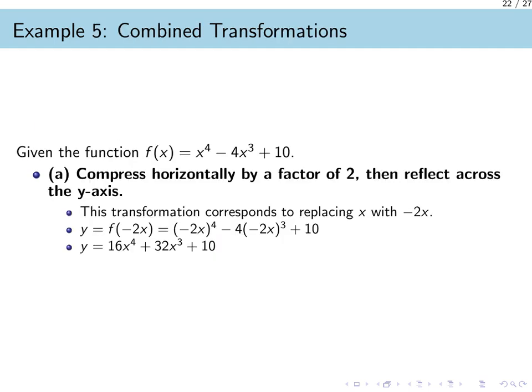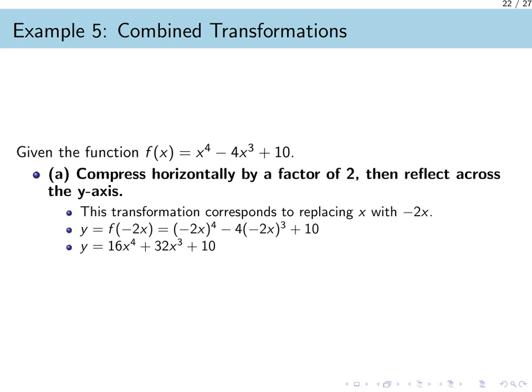Now I will show you how to combine multiple transformations, like a compression and a reflection, into a single algebraic step. Our goal is to compress the graph horizontally by a factor of 2 and then reflect it across the y-axis. A horizontal compression by 2 means we replace the input x with 2x, and a reflection across the y-axis means we replace x with negative x. To perform both transformations on the input, we combine these effects and replace the original x with the quantity negative 2x.